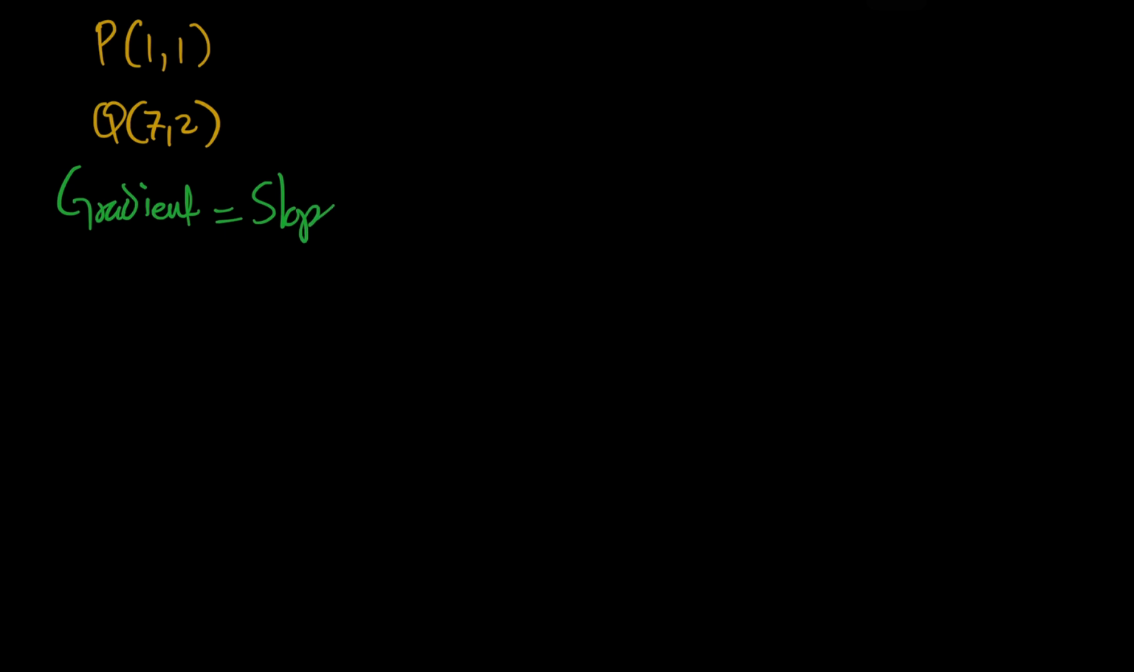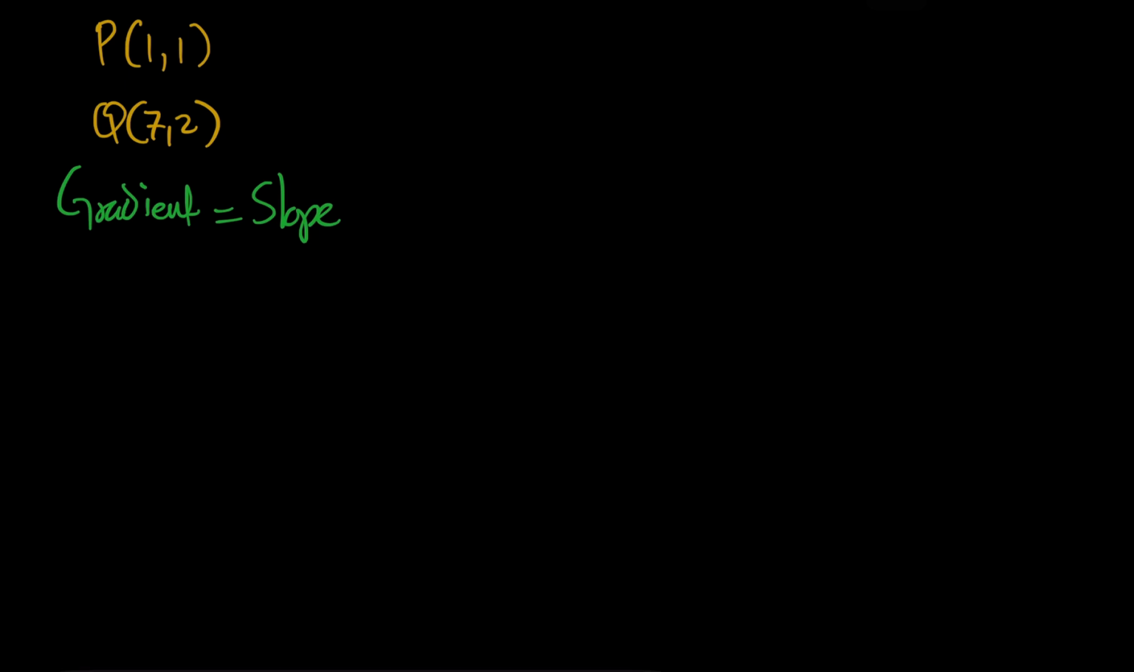Now let's look at a different set of problem. We've been given 2 points. P here is (1, 1). Q here is (7, 2). Now we've been asked to calculate the gradient. Remember, when we are told to find the gradient, it's the same as the slope. It depends on the textbook that you'll be using. Sometimes you see the word slope, sometimes you find the word gradient, and they're the same.